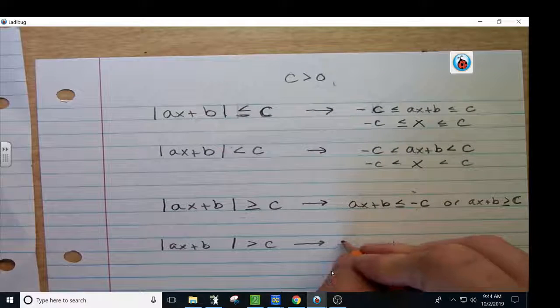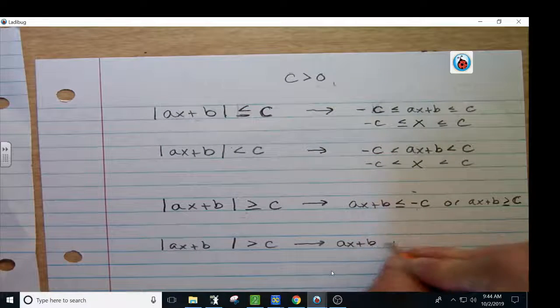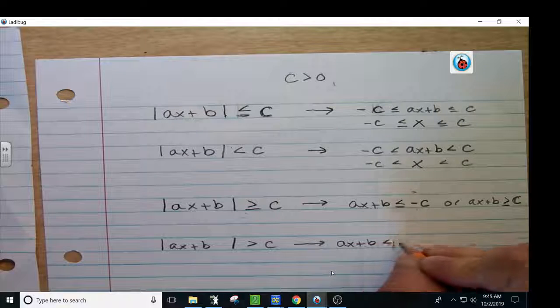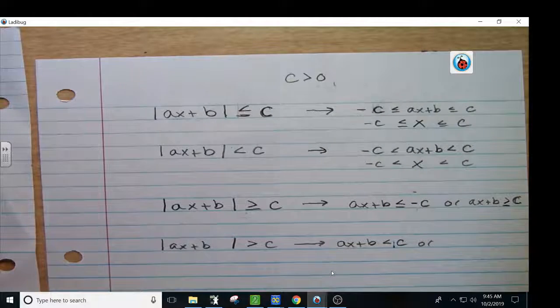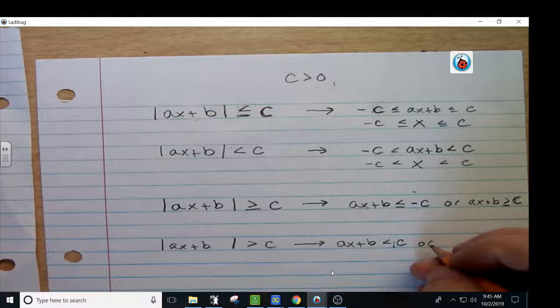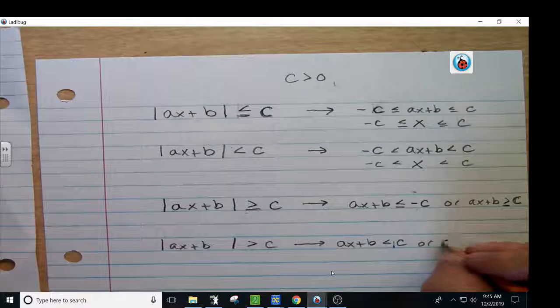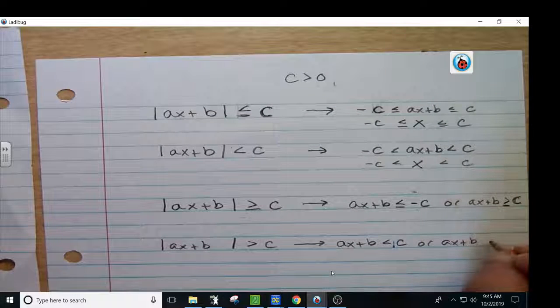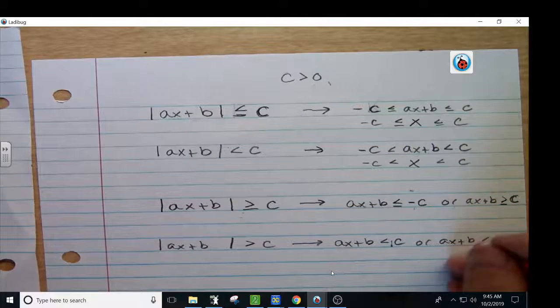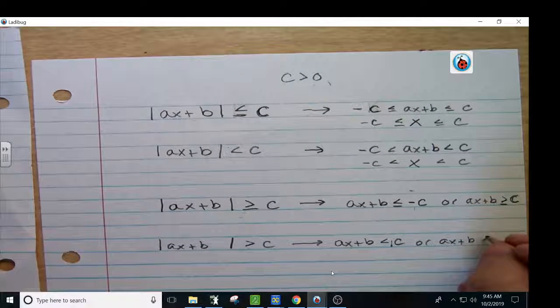It's going to be ax plus b, there's a misprint in the paper right there, or ax plus b greater than, let's see.